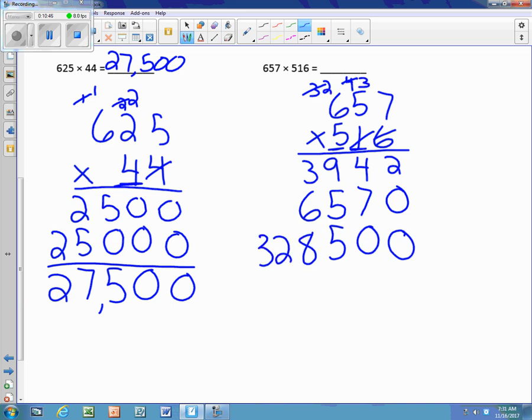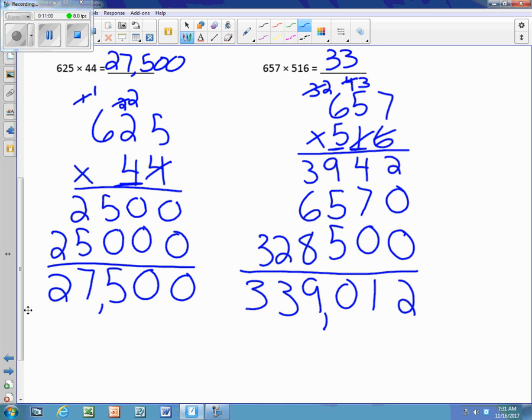Remember, if you need grid paper or if you need a post-it, you can ask for it and use it at any time. Now we end up with our answer of 339,012.